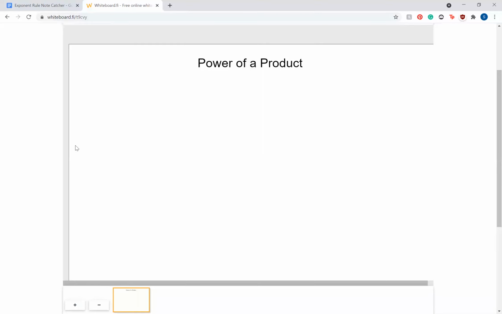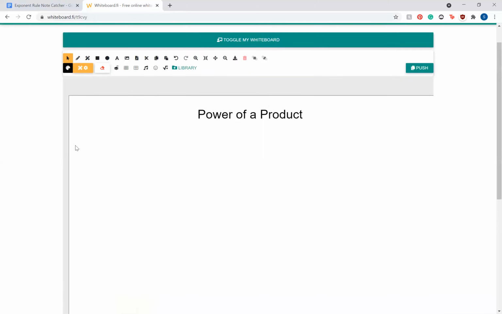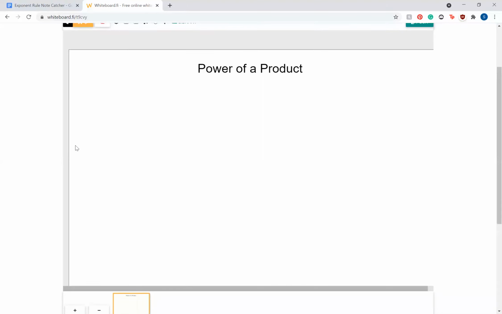All right, so there's one more rule we're going to go over from yesterday real quick. This one is the power of a product rule, which says that x times y to the power of m is equal to x to the power of m times y to the power of m.